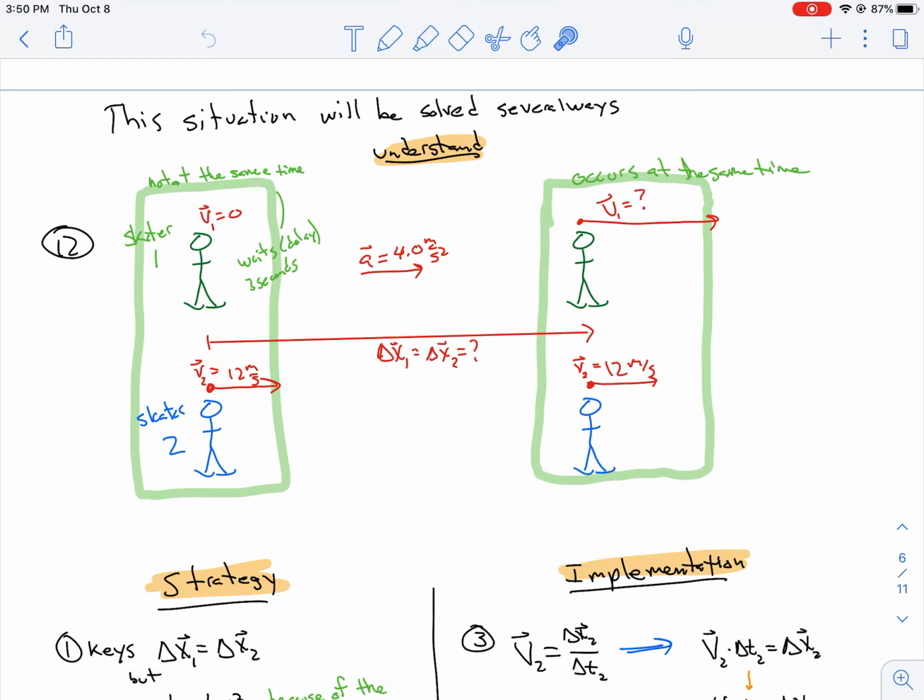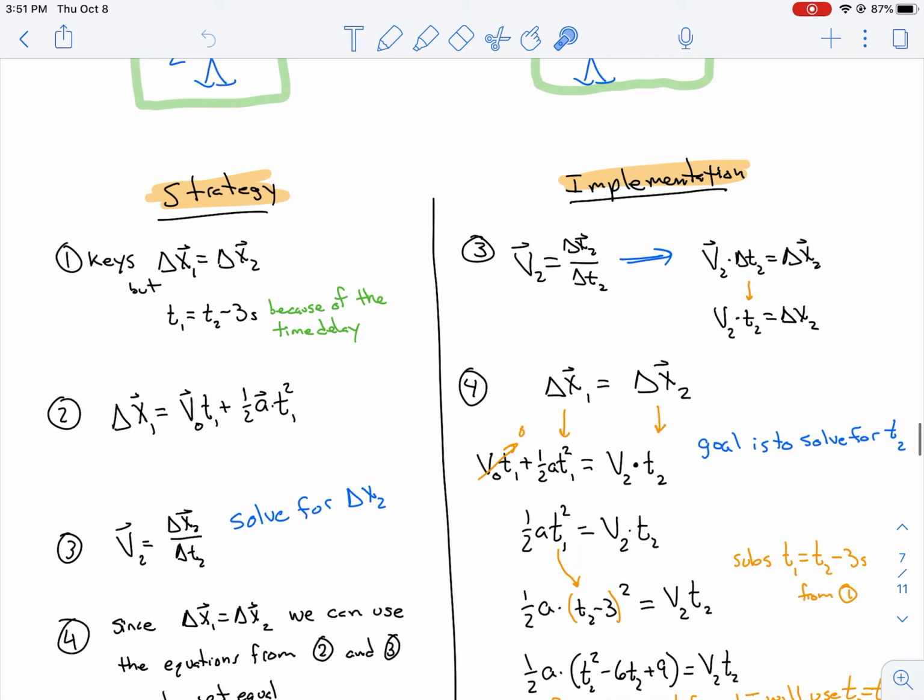One way we can approach this is to take a snapshot of when these guys are together. This is when they're at the same place at the same time. Now the trick with this is that this guy waits 3 seconds before he begins to accelerate. So we have to account for the 3-second delay before he begins to accelerate. During the time interval that they're both moving, they're going to both travel the same distance. That's the key idea when solving it this way.